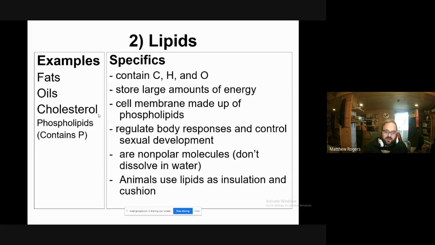And then phospholipids, which sounds like a very complex word, and it kind of is, but what it's referring to is a phosphate connected to a lipid. And it says right there that it contains P, which is phosphorus, if you remember from SPONCH: carbon, hydrogen, nitrogen, oxygen, phosphorus, sulfur. Okay, so it contains that phosphorus.